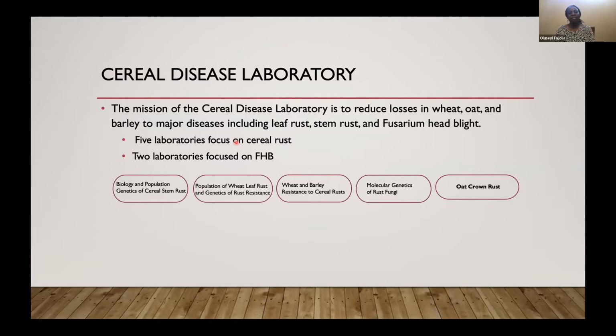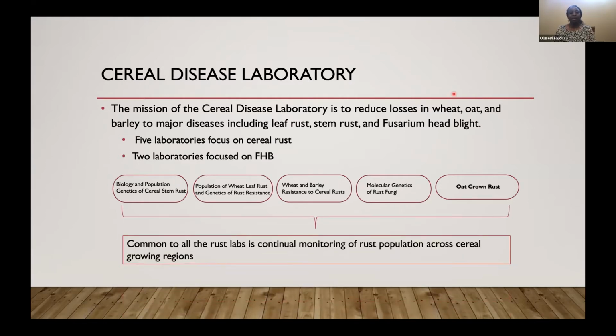Our mission at the CDL is to reduce losses in cereal to rust and fusarium head blight. And here is a short description of the rust labs at CDL. Shahryar's lab focuses on oat crown rust. Common to all the rust labs is continual monitoring of rust populations in the field, and this makes collection of rust samples crucial for our mission. So my message to you today is please send us rust samples.